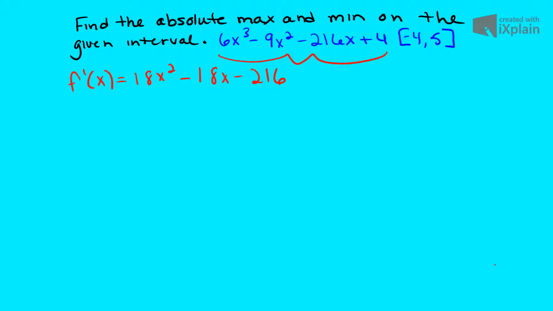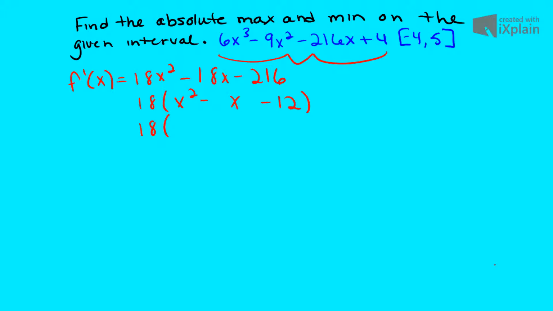And remember, when we're finding the critical points, we're just going to try to simplify this as much as possible. So the first thing I'm going to do is take out 18. We get x squared minus 18x minus 12. Oh, minus x, my bad. So we get 18, and within, we multiply that by x squared minus x minus 12. And we can simplify this even more.